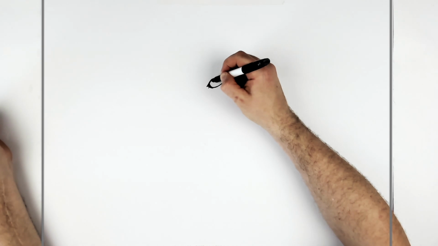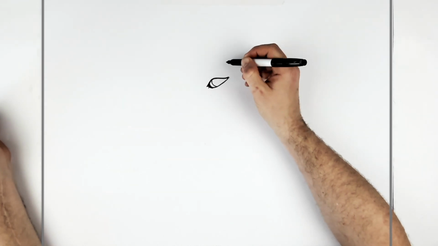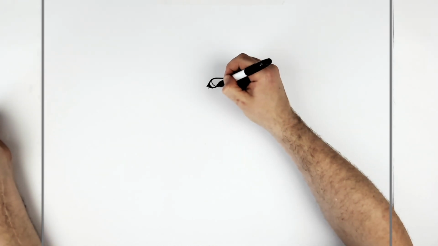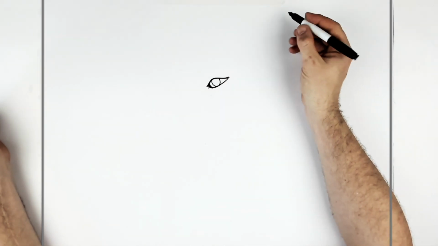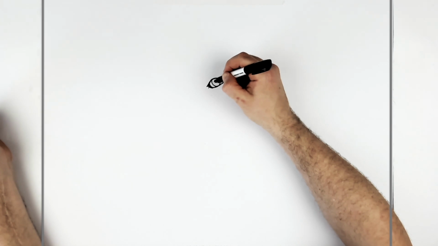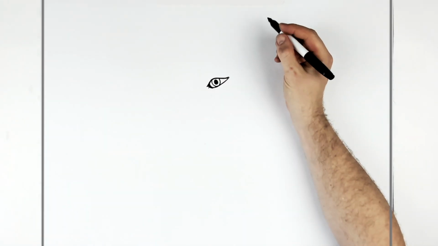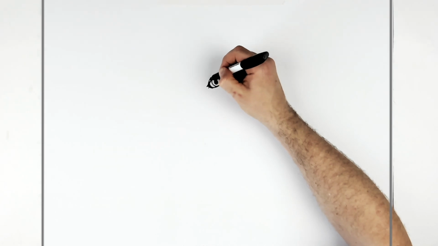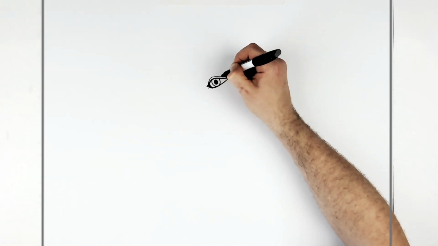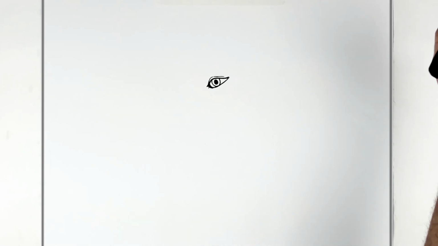Iris, just a circle sort of looking down to the left, right? So we will put it in the left hand side of the eye, like so, and then our pupil just here in the middle, quite big, like so. Top eyelid line, up, down, like so.